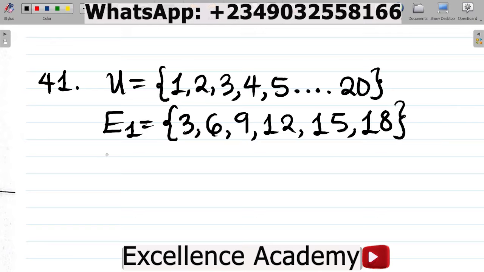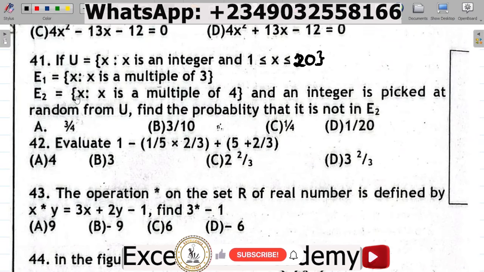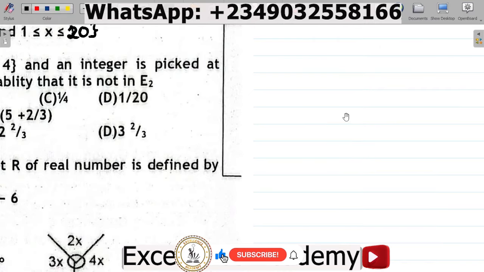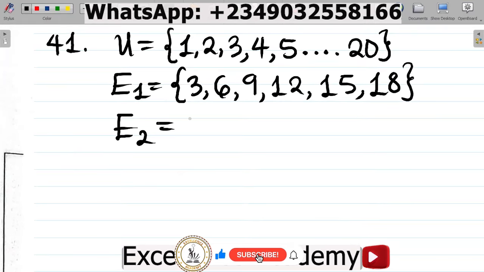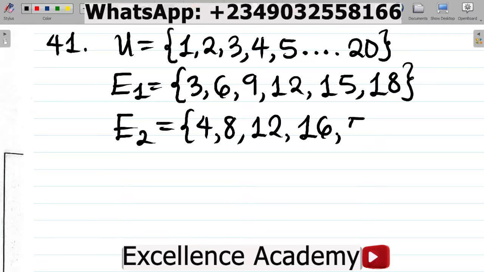Next up, let's look at E2. They said E2 is equal to {x such that x is a multiple of 4}. What are the multiples of 4? Start with 4. 4 times 2 is 8, times 3 is 12, times 4 is 16, times 5 is 20. Of course, 20 is included since that's 20 there, but we cannot go above 20. So we stop here.